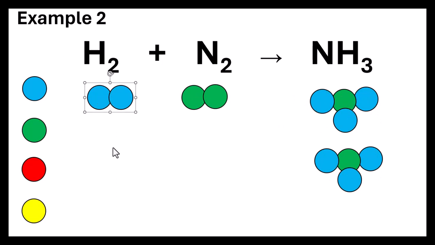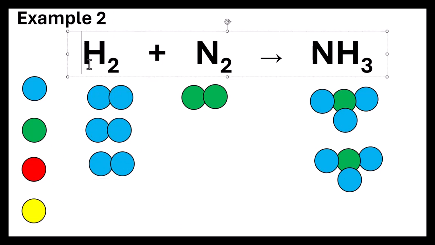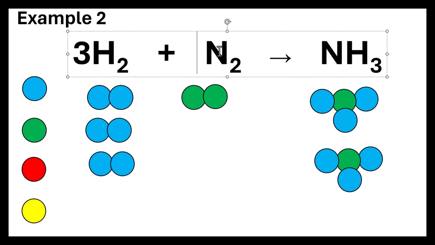And so I'm going to increase that number. I'm going to keep going. Now I have 6 on each side. And now I can put my coefficients. I have 1, 2, 3 of these. I have 1 nitrogen, so I can leave that blank.